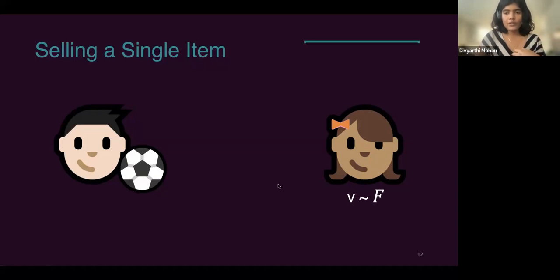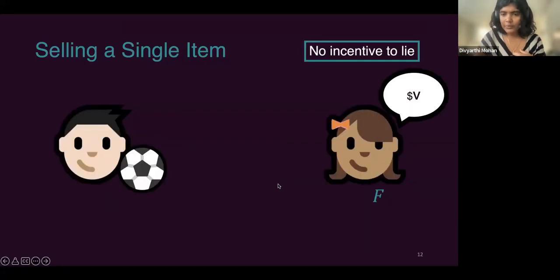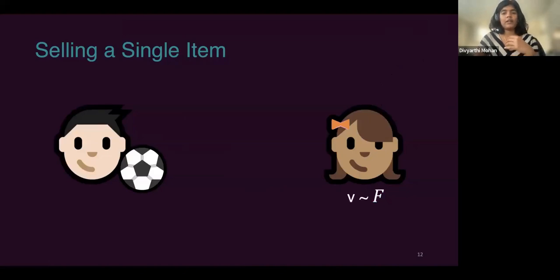So he knows how CMU students generally value a soccer ball, but does not know the exact value of this particular buyer, the random buyer he faces. Okay, so the value is still private, but we know the distribution from which the value is drawn.